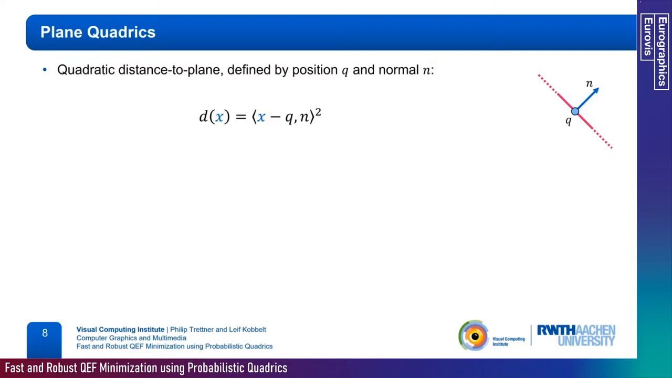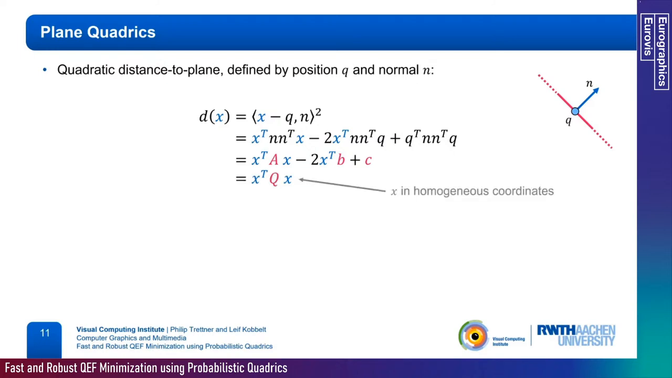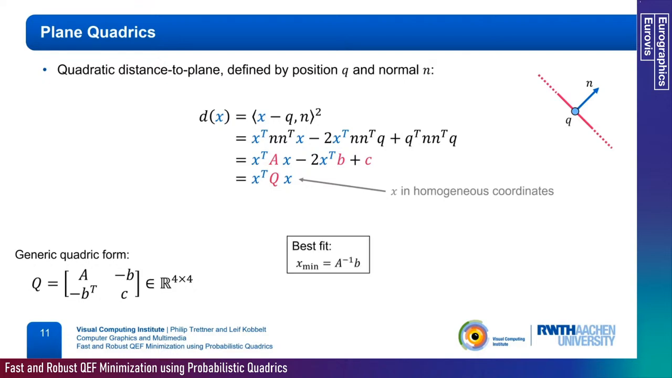The plane quadric is defined by a point q and a normal n, and its quadratic distance is given by (x minus q) dot n, squared. If you expand that, you end up with a term quadratic in x, a term linear in x, and a constant. Or if you prefer to write that in homogeneous coordinates, it's just x transpose Q x. This is the general form of a quadric, this 4x4 matrix Q, composed of the three parts A, B, and C. Traditionally, given such a quadric, the point minimizing the quadric is given by A inverse B.